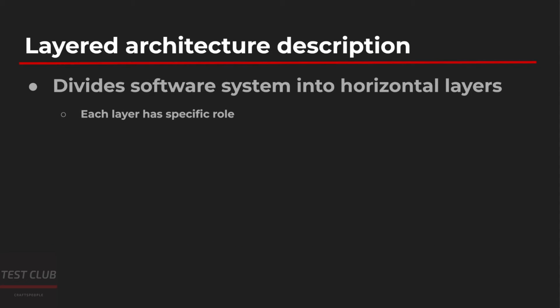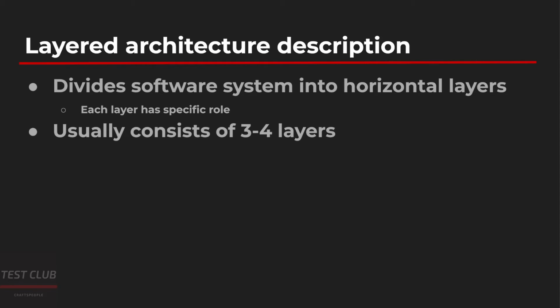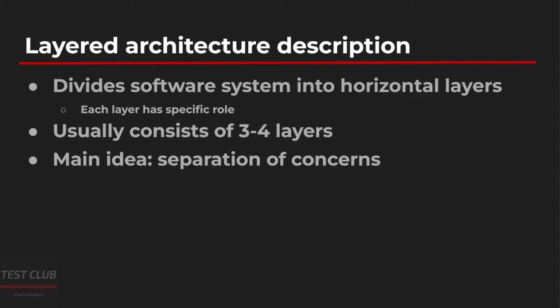The main idea of this pattern is to divide a software system into horizontal layers, and each layer will have a specific role. Usually, an application will consist of 3 to 4 layers, but there is no hard rule in the original layered architecture pattern. And the main idea is the separation of concerns.